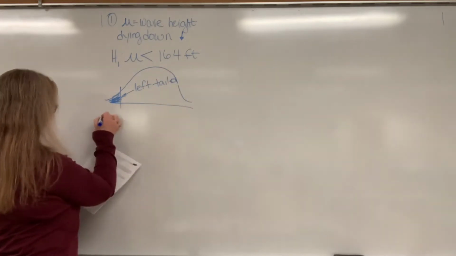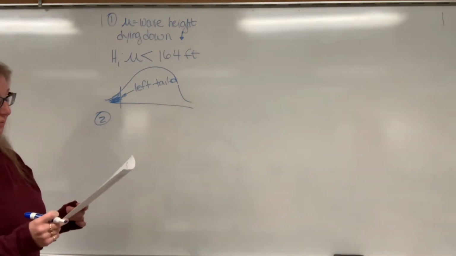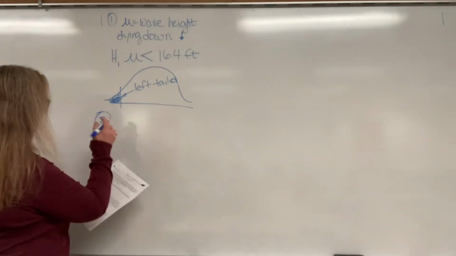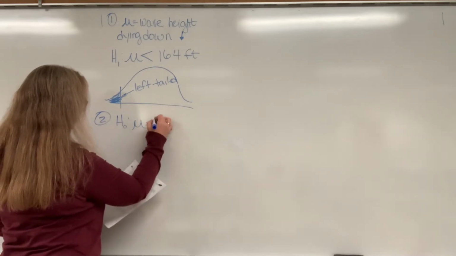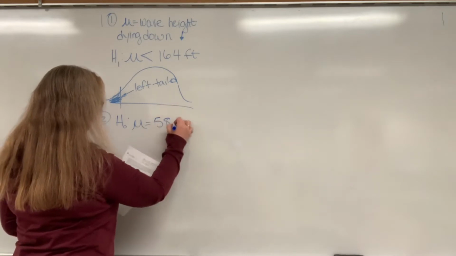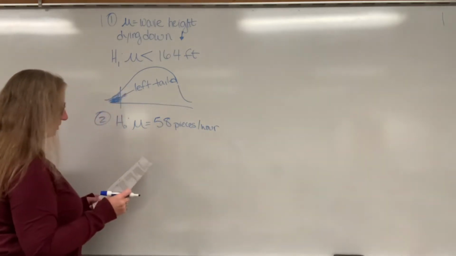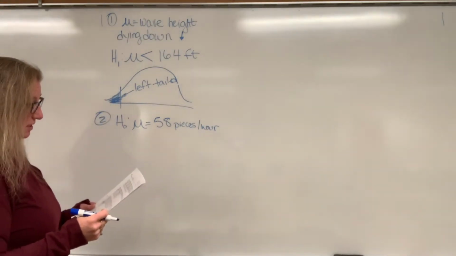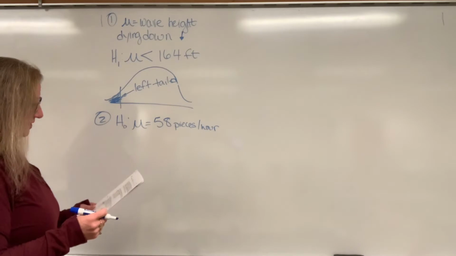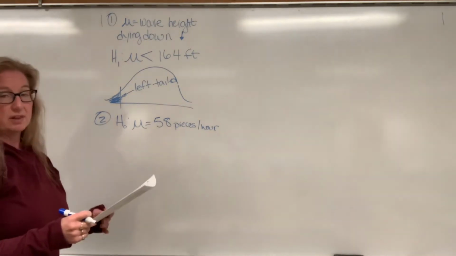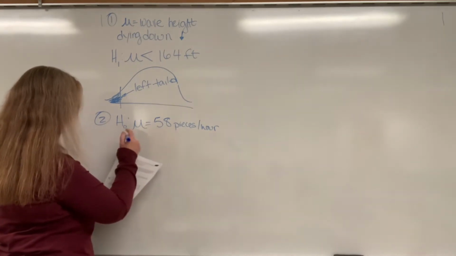All right. Number 2, suppose the historical mean for a certain manufacturing process is 58 pieces per hour. So that would be my null hypothesis. Suppose you are the area manager who wants to set up a statistical test to challenge the claim of 58 pieces per hour. What would you use for the null hypothesis? Well, we just read that out. That is the null hypothesis: H naught: mu equals 58 pieces per hour.